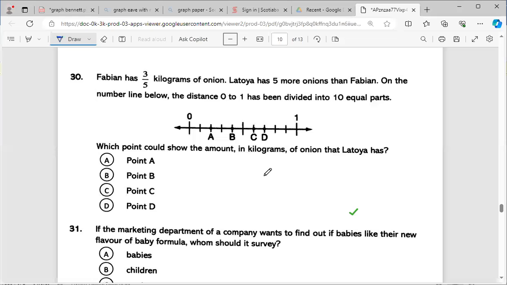Number 31. Sir, can I explain this one? All right, Abby. Did you hear me, sir? Can I do number 31? Yeah, you can. That was Briggs, by the way. Yeah, I know.